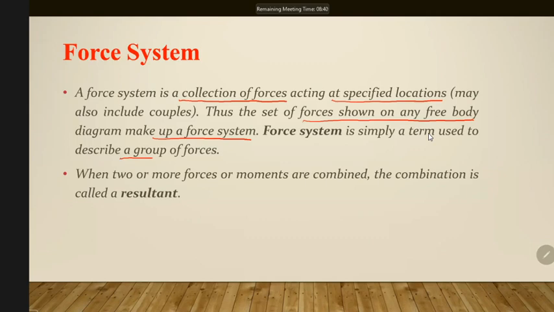Okay, what is a force system? In simple terms you can memorize it this way: a group of forces, fine, that can be external as well as internal forces.